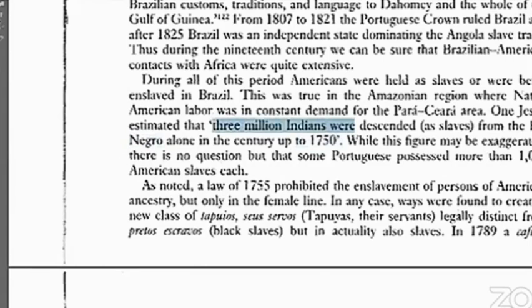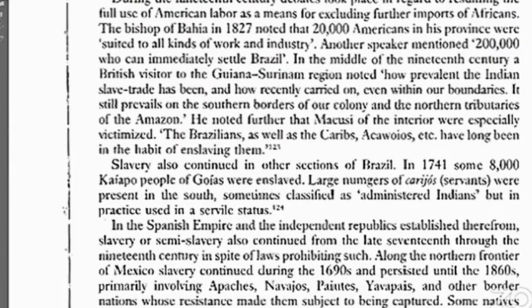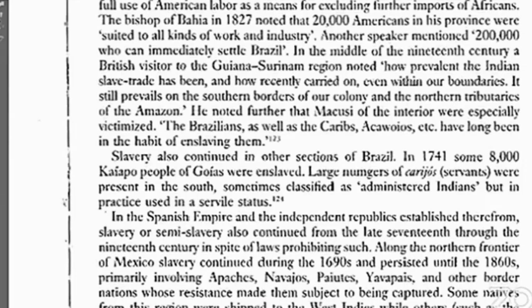While this figure may be exaggerated, there is no question but that some Portuguese possessed more than 1,000 American slaves each. 1,000 slaves each, American slaves, not Africans. The Bishop of Bahia in Brazil in 1827 noted that 20,000 Americans in his province were suited to all kinds of work and industry. Another speaker mentioned 200,000 who can immediately settle Brazil.